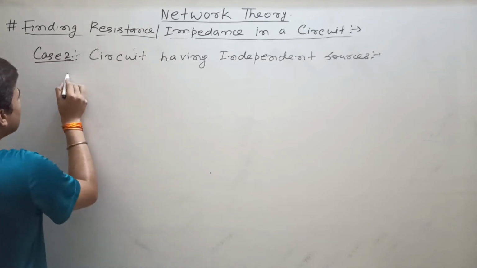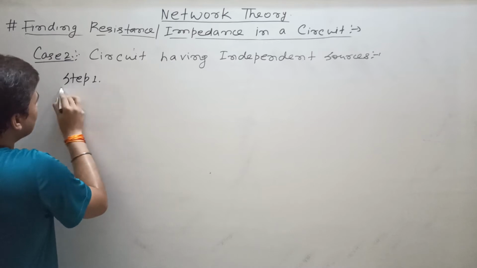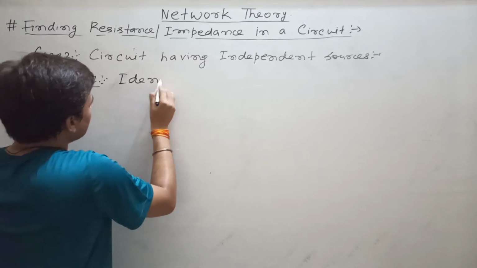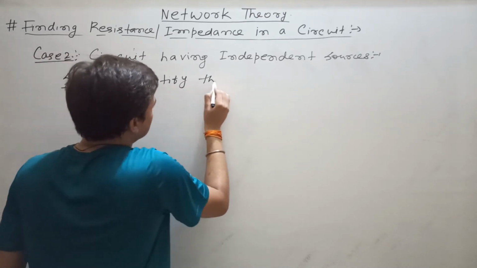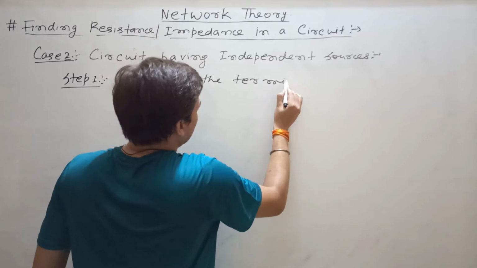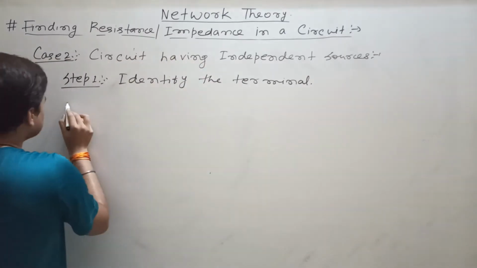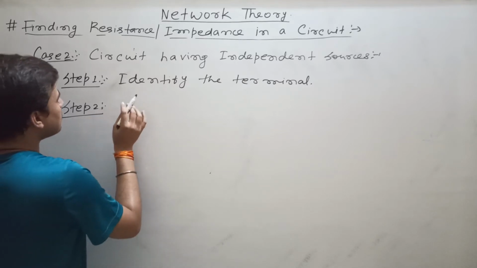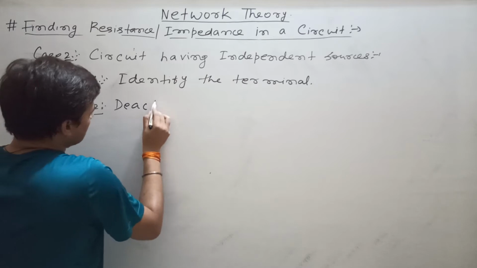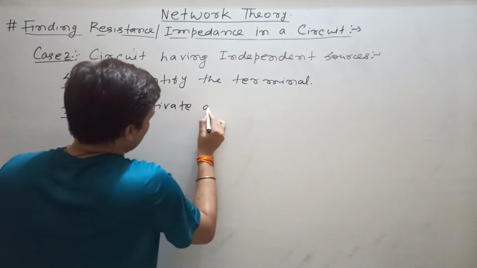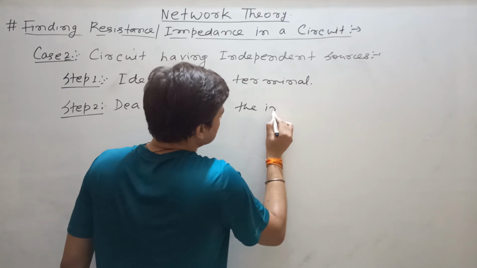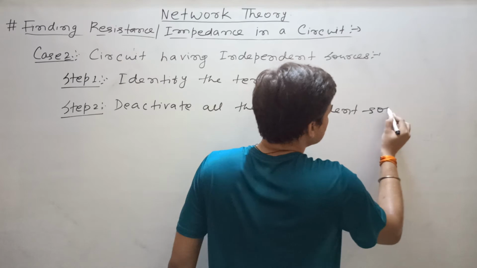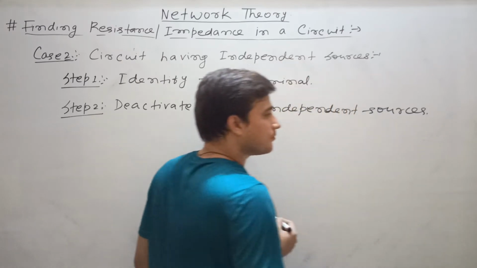So here we see circuit having independent sources. Now how to find the equivalent resistance? First step is we will have to identify the terminal. Step 2 is deactivate all the independent sources. Now your question will be, sir, why will we deactivate all the independent sources?